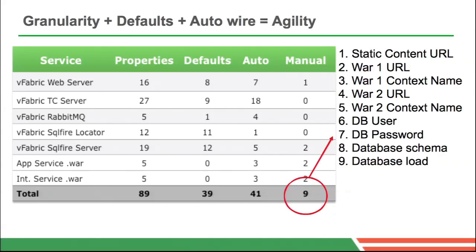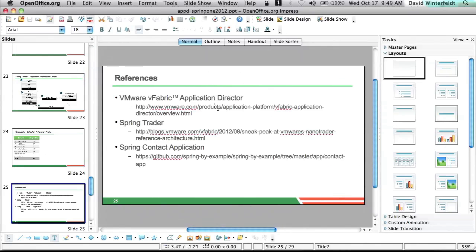We got a WAR. That's where we're going to download the WAR file of the deployment. We actually have 2 WARs: DB username and password, schema, and the database load script. So only 9 properties in this blueprint we're actually going to have to fill in. So let's jump right to that.